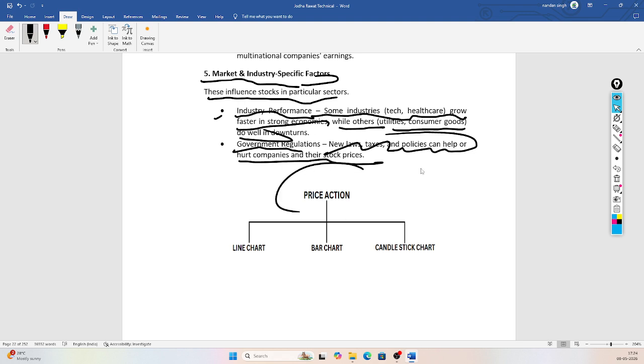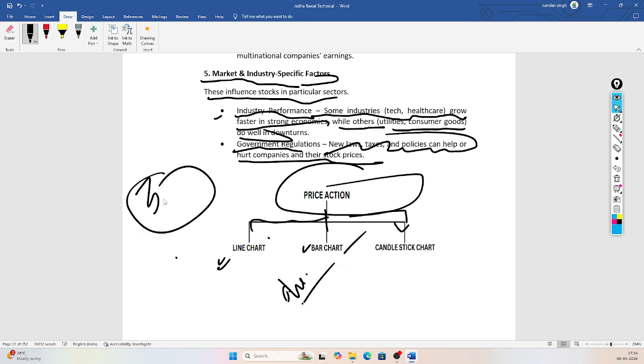So how many types of price action charts are there? One is line chart, second is bar chart, and third is candlestick chart. There are basically three charts in price action. One is a line chart, second is bar chart, third is candlestick chart, and so on.